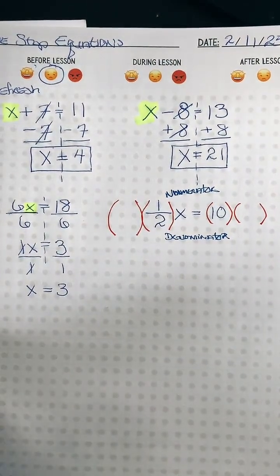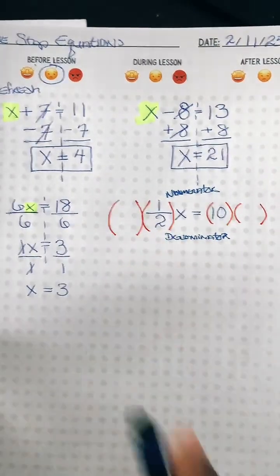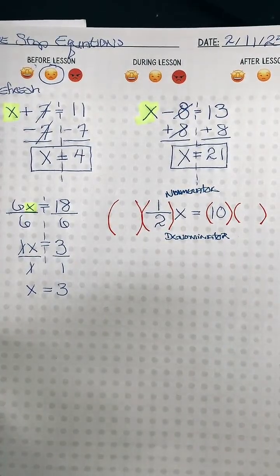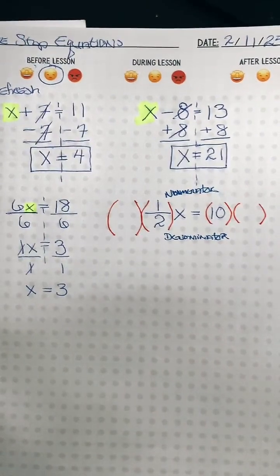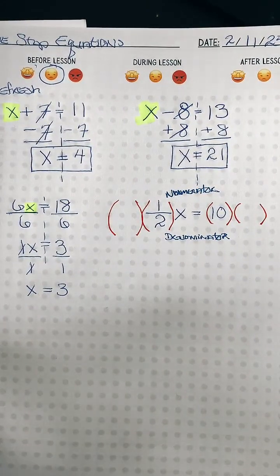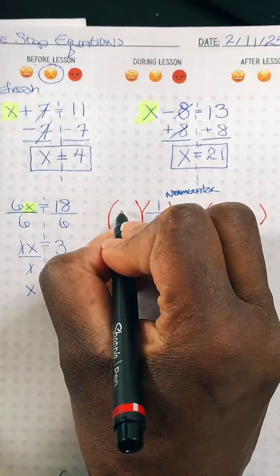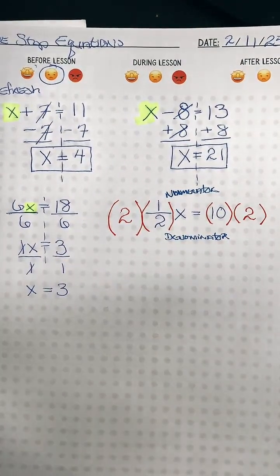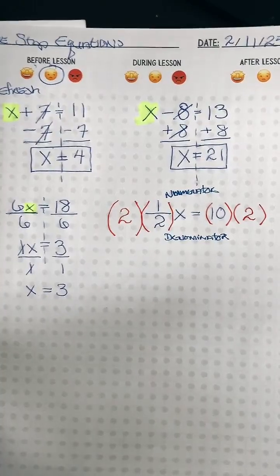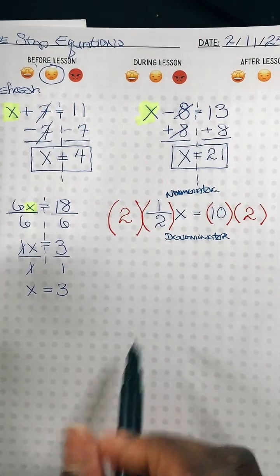So anytime you see something like this, you always want to multiply both sides by whatever your denominator is. So let's make it easy for ourselves. If I multiply this side by 2, I multiply this side by 2.